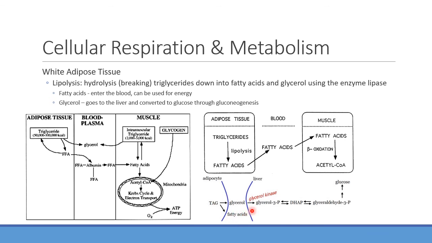Looking at the adipocyte versus the liver, you can see that the triglycerides get broken down into glycerol and the fatty acids. That glycerol can go into the liver, undergo a process to actually produce new glucose, right? So again, everything gets utilized from the triglyceride there.